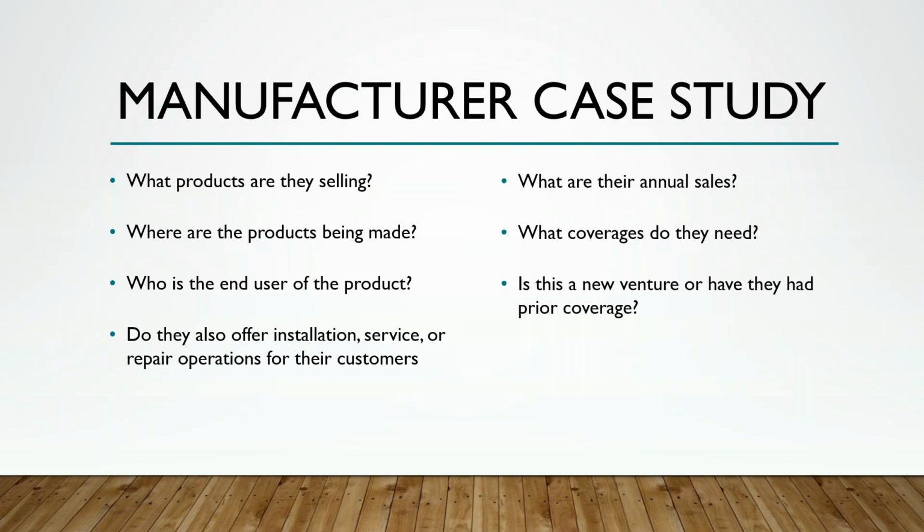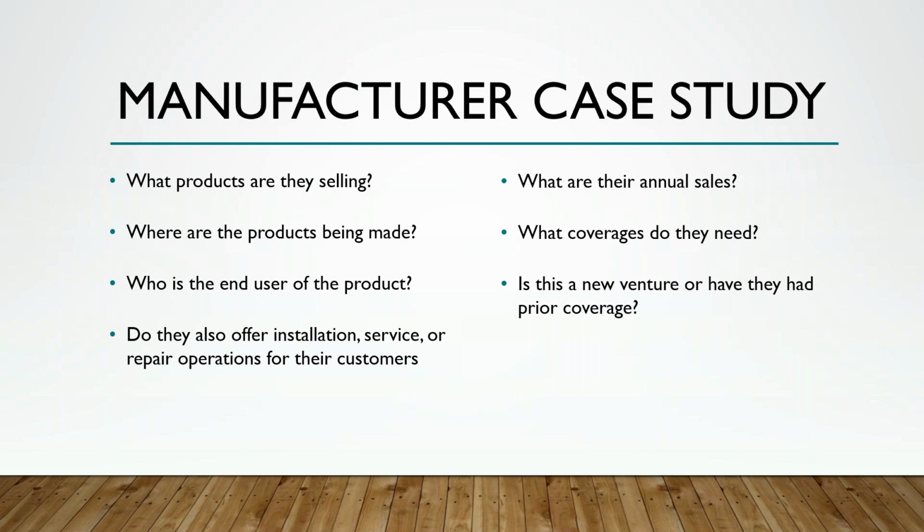So some of the questions that are running through my head when I'm looking over a new submission to see if it's something that my carriers have an appetite for are, what products are they selling? It's really helpful if the client can provide a website address or a marketing brochure that lists the items they are manufacturing and the types of materials being used to produce the product.